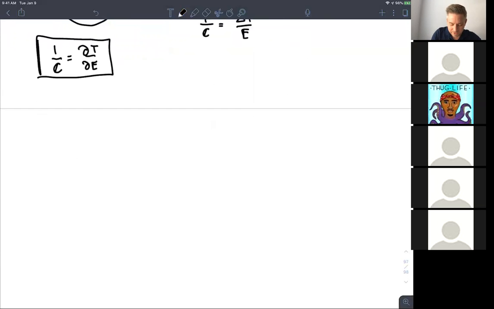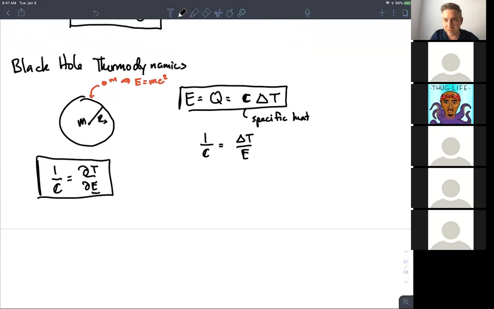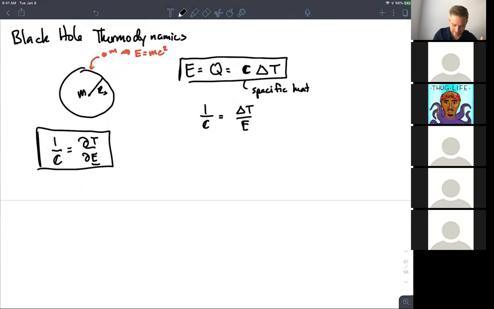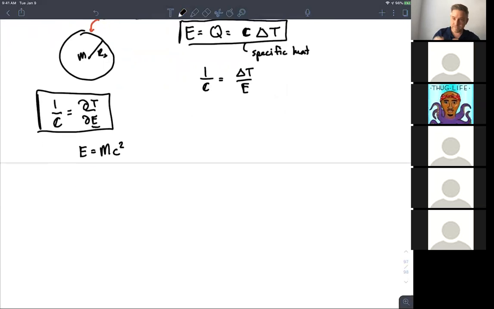Now, what is the energy of a black hole? As we talked about up here, the energy of a black hole depends upon how much mass it has. As you add more mass to it, you get more and more energy. So in other words, the energy of the black hole is just related to its mass: E equals mc squared. So the differential of E is equal to c squared times the differential of m.